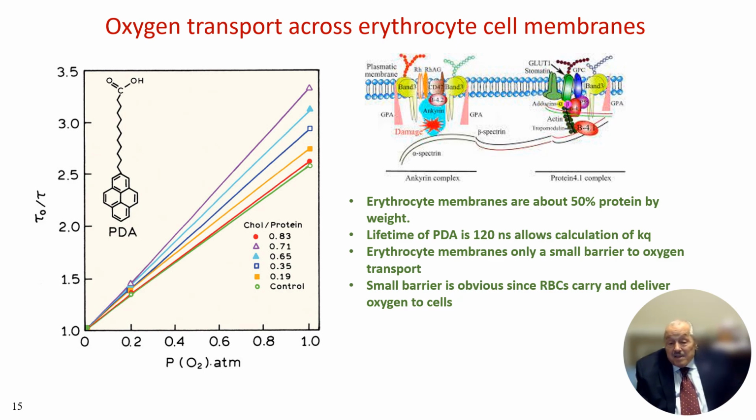And the answer is that the erythrocyte membranes provide only a very small barrier to the transport of oxygen. So even with a lot of proteins in them, oxygen moves freely. And this should have been obvious because the red blood cells carry the oxygen around the body and deliver it to cells.